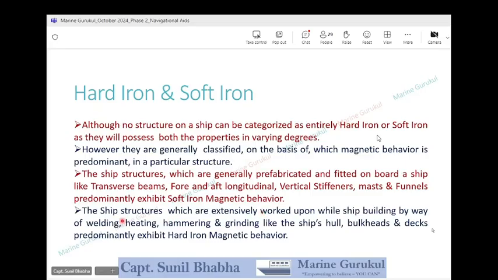On the other hand, there are the ship structures which are extensively worked upon. By worked upon, we mean that when the ship is being built, there is a lot of welding, heating, hammering, bending, grinding and cutting carried out on those structures. These structures could be the ship's hull, the bulkheads, the decks. These kinds of structures predominantly exhibit hard iron magnetic behavior.